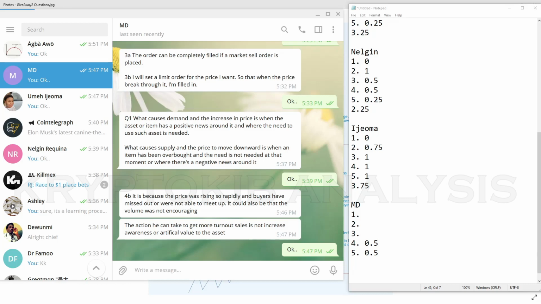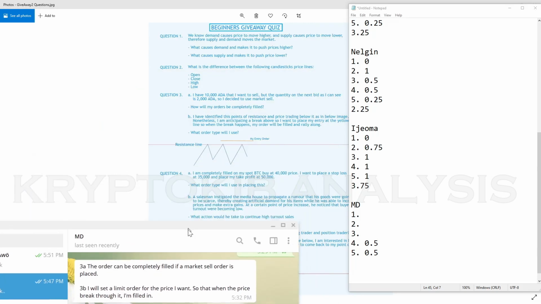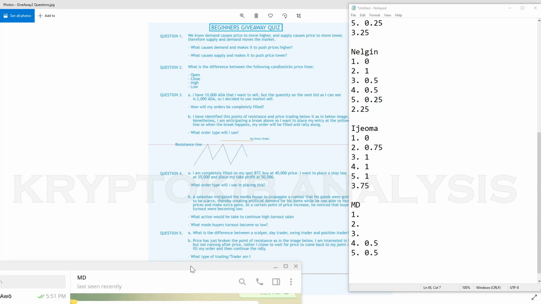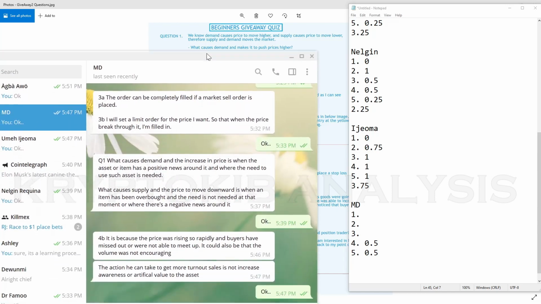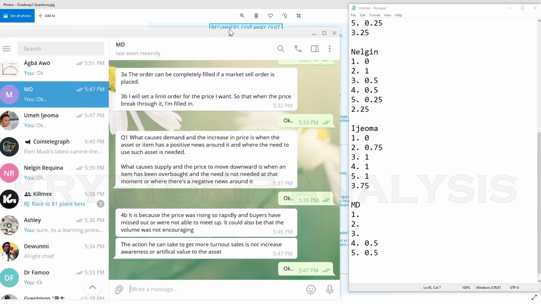Okay, so doctor, what should we do? This one, to me, it is because prices were rising so rapidly and buyers have missed out or were not able to meet up. It could also be. What's the question again, sir? 4B. No, the Iboma that increased his price. What action do we need to take now? That's reduced price and high prices made it. So I can't really tell which one is.